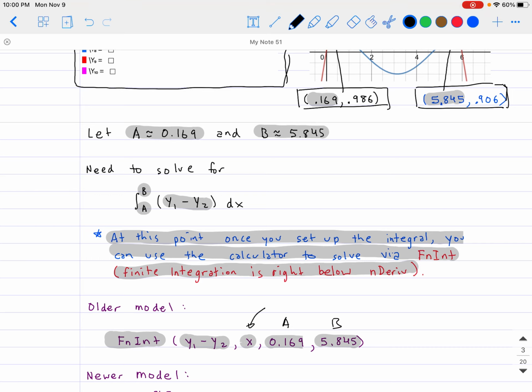This x is to indicate the variable that you're taking the integral with respect to. And then the first part is going to be your function, and these two right here, that's your lower bound, and then that's your upper bound. Okay, so lower, upper, and then this is going to be your variable. So that's basically what this means for finite integration. Put all that into your calculator, and then you should be able to see your answer.